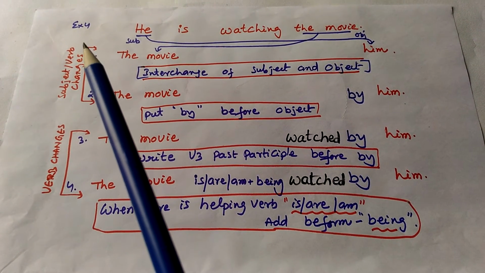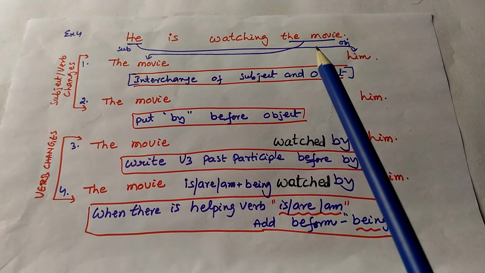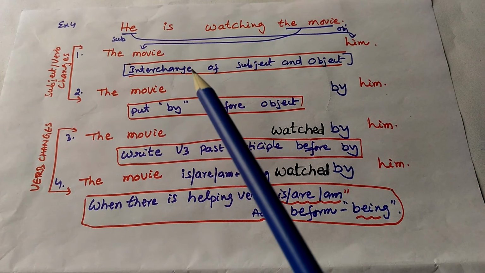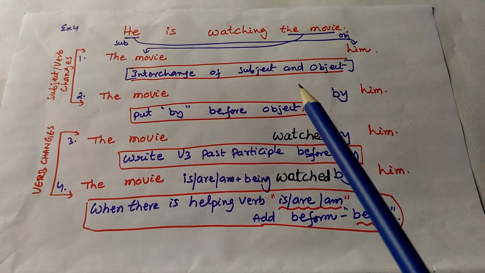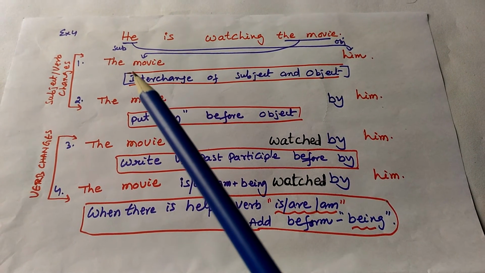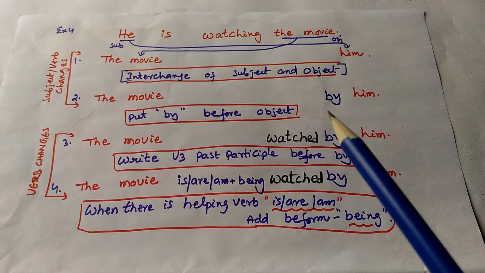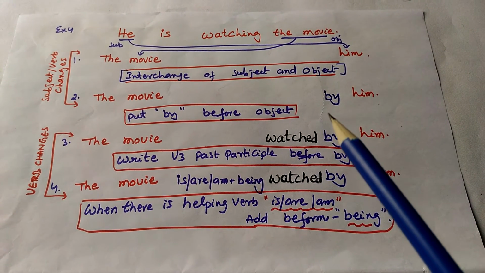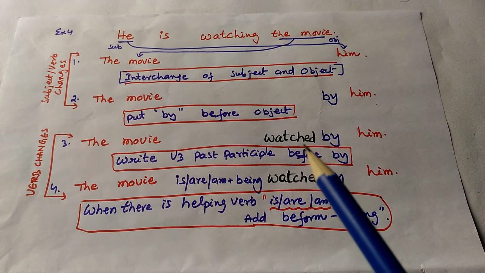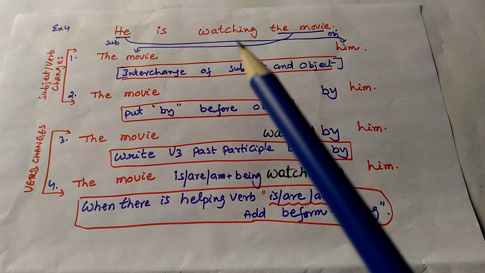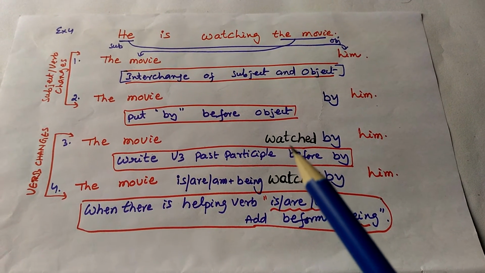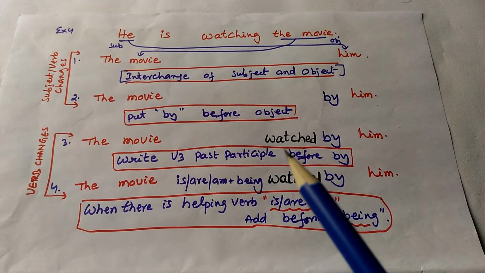Example number 4. He is watching the movie. The first step, we have to identify the subject and object, and then we have to interchange the subject and object. So he becomes him, and the movie is brought here. And next we have to add by before the object, and then we have to write verb 3 before by. So the verb watch, the third form of watch is watched. So this watched is written before by.